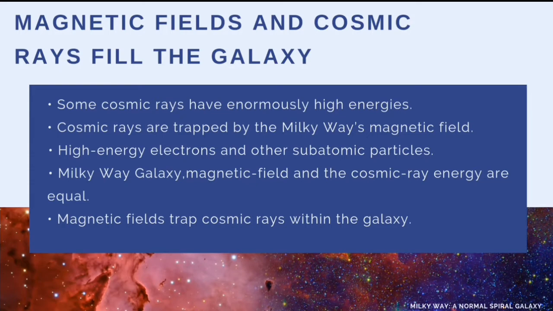Magnetic fields trap cosmic rays within the galaxy. Despite their name, cosmic rays are not a form of electromagnetic radiation. They are charged particles moving at nearly the speed of light. They were named before their true nature was revealed.